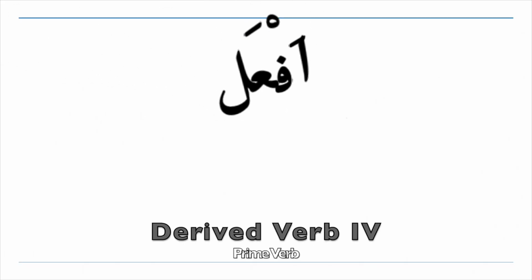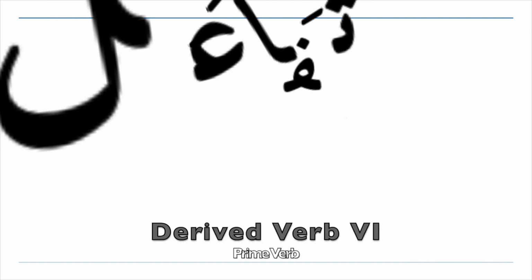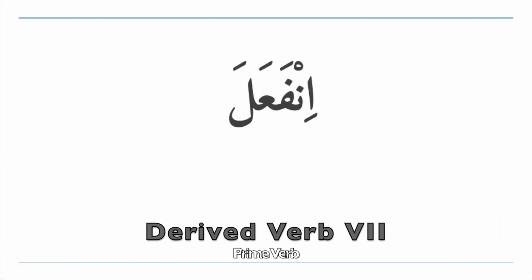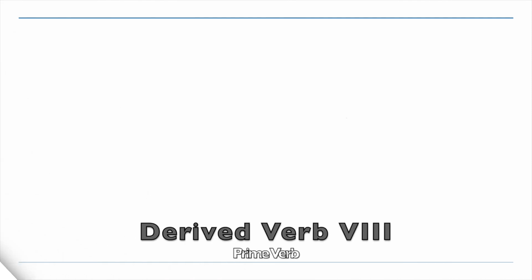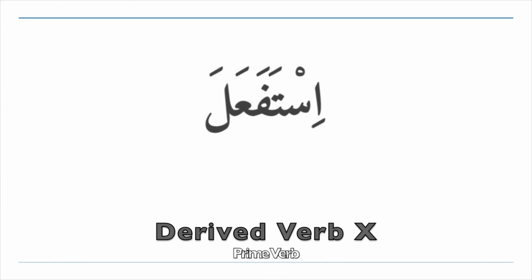Derived verb 4. When alif prefixes the first letter and the first letter gets sukoon, it becomes form 4. Derived verb 5. When the prefix ta is added to the form 2 derived verb, it becomes derived verb 5. Derived verb 6. Derived verb 7. Derived verb 8. Derived verb 9. Derived verb 10.